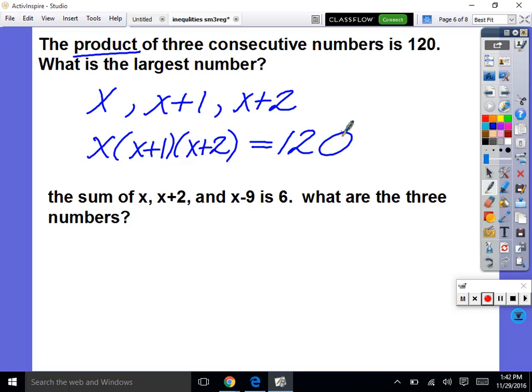Do I want to go through and multiply this out and try to solve algebraically? I don't. I'm going to use my graphing calculator. So pull up your graphing calculator. Let me show you this. This is so cool. We want to know when does this function equal this function, correct? So type into your calculator.